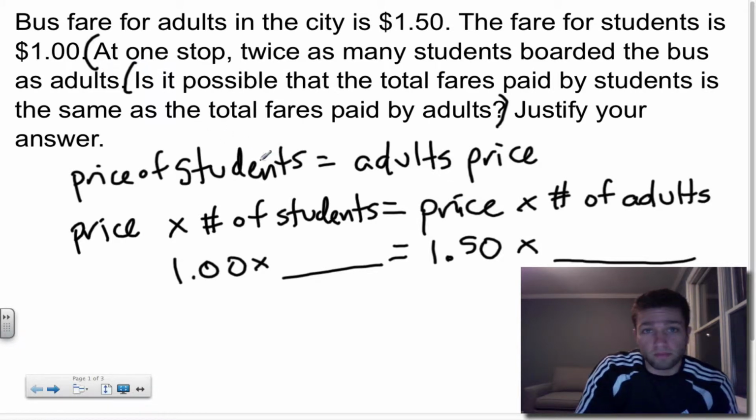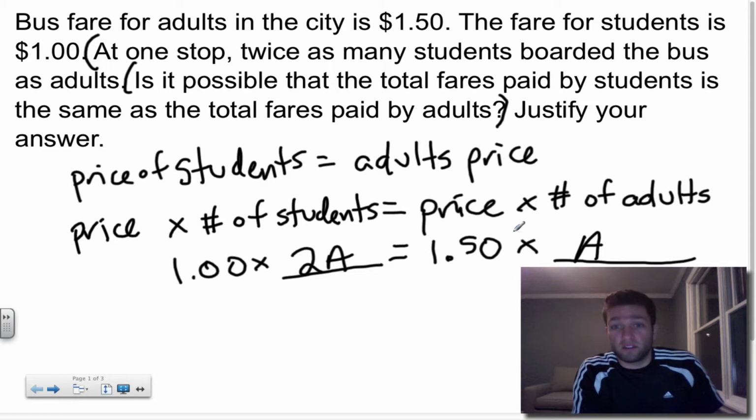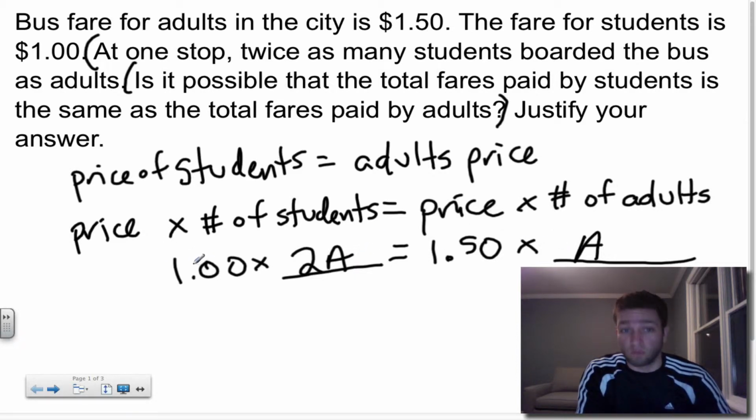At one stop, twice as many students boarded the bus as adults. Well, I know there's some number of adults, I don't know how many, and I know that twice as many of the students boarded. So if I know how many adults boarded, like let's say it said 10 adults boarded and twice as many students boarded, I would multiply 2 times the number of adults, 10, to find the number of students. So that's why I'm using A and 2A. And the reason I'm using this formula right here is because that's what I would use to find the student price and the adult price.